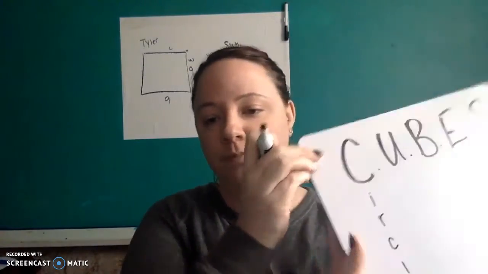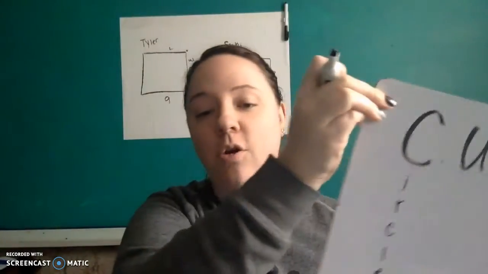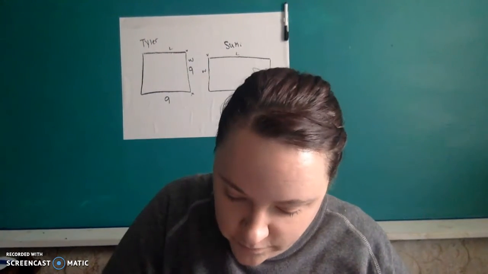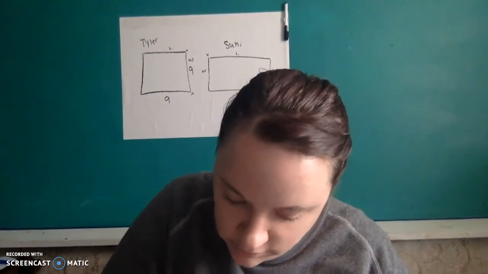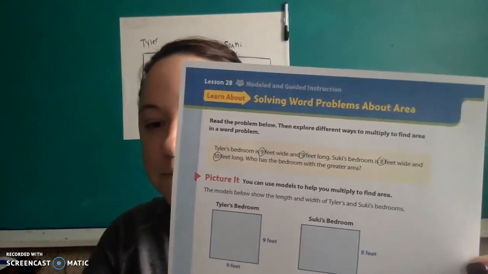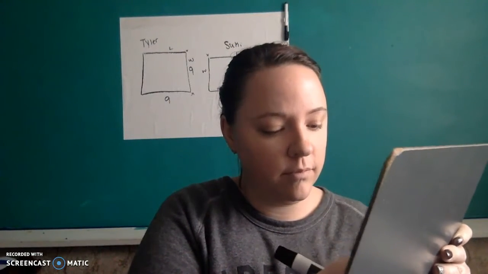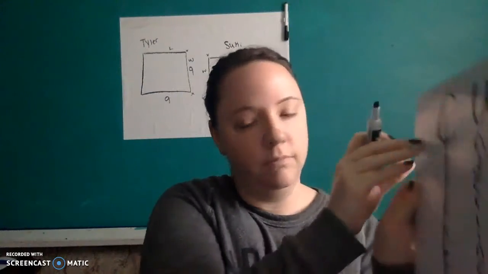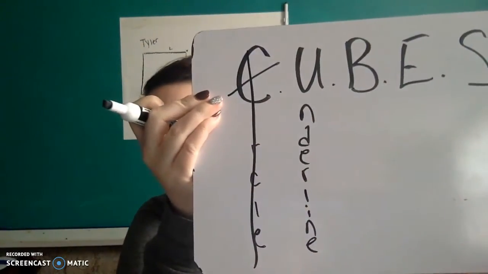First, we're going to start with the C. That means you are going to circle. What are you going to circle exactly? You're going to circle numbers. So I will do that and I will show you. Just like this, I circled all of my numbers that I need. Now, next, U. I'm going to cross out my C. U is underline. My C is done. Now I'm doing underlining.